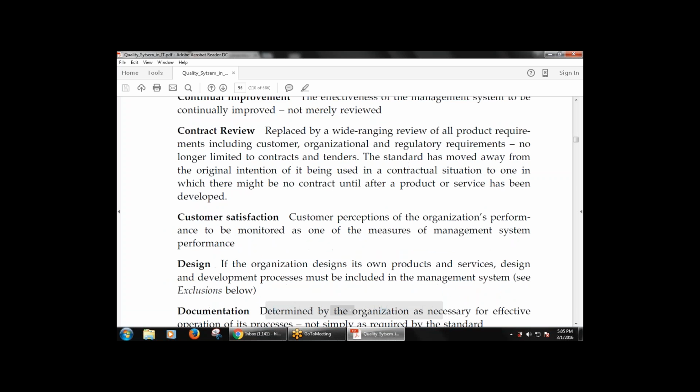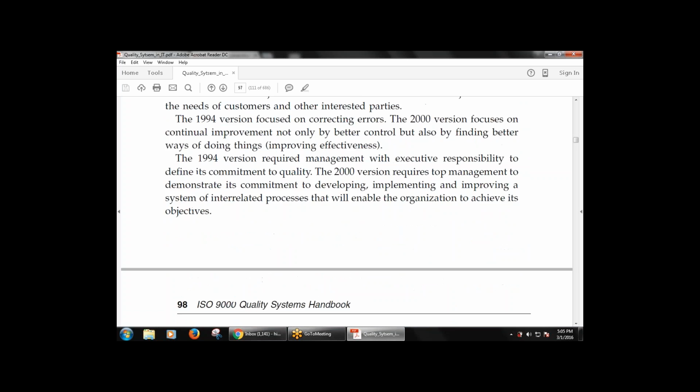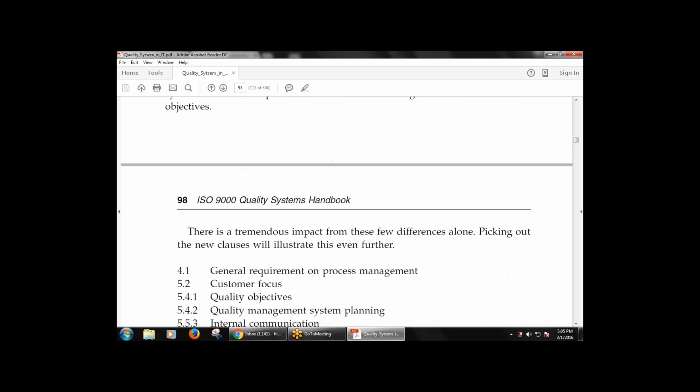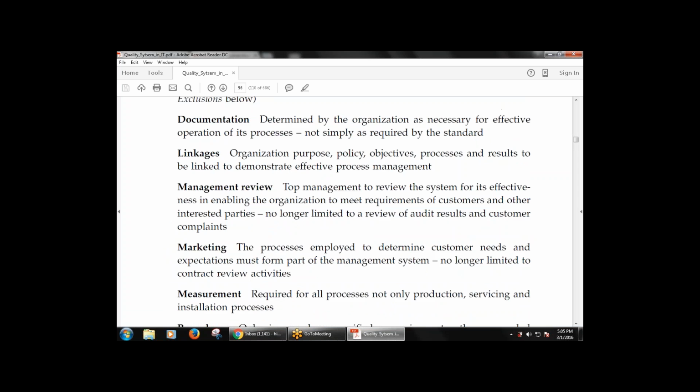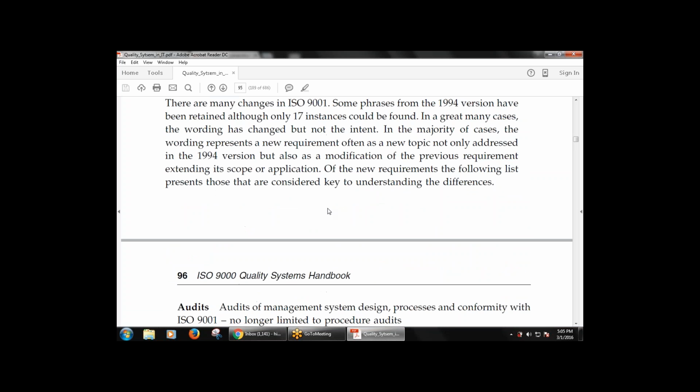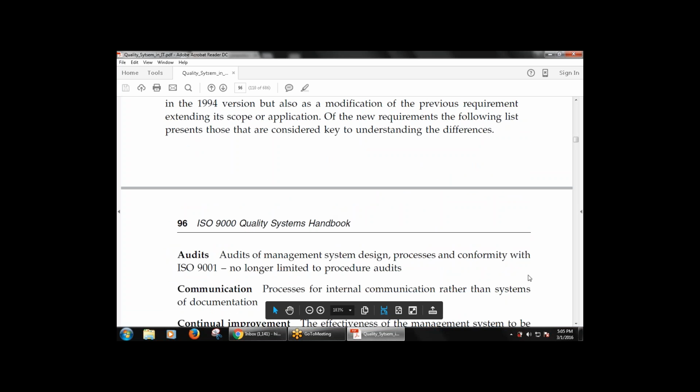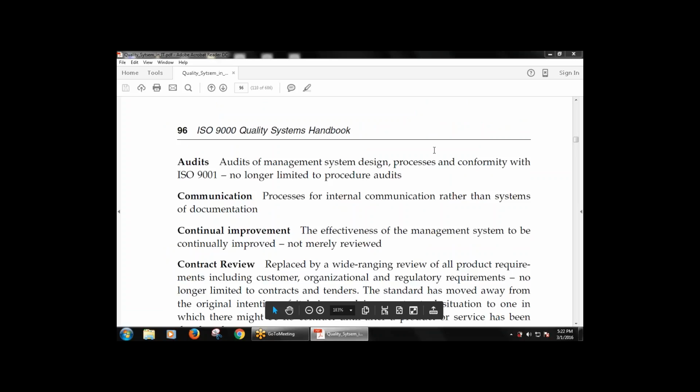These are the various key changes. I am going to discuss this after the break, so let's take a break and then move to this. What are the various changes that are available? Now let's look at the various changes.